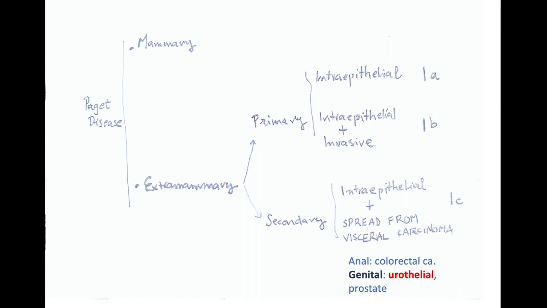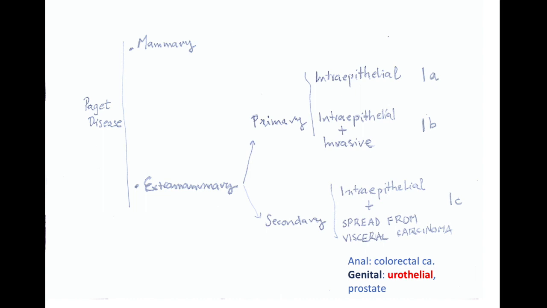It represents 90%. Extramammary is divided in primary and secondary. Primary is classified as 1A if it's only intraepithelial, and 1B if it is intraepithelial and invasive. And secondary is related to other neoplasms without intraepithelial growth, and spread from visceral carcinoma. This is the secondary type, classified as 1C. In the anal region, you have to think about a colorectal carcinoma, and in the genital area, you have to think about urothelial or prostate carcinoma if it is a male.